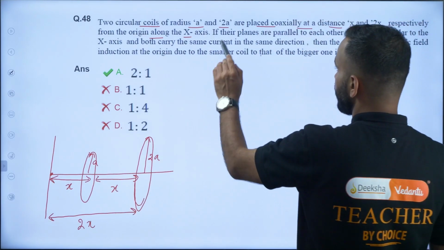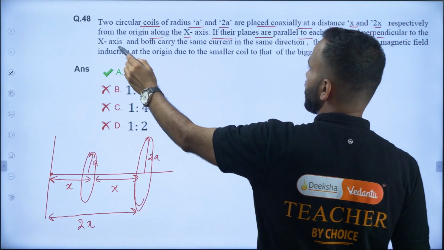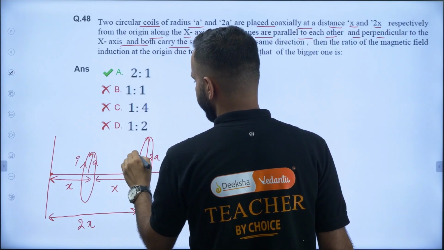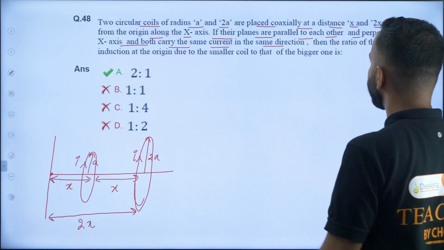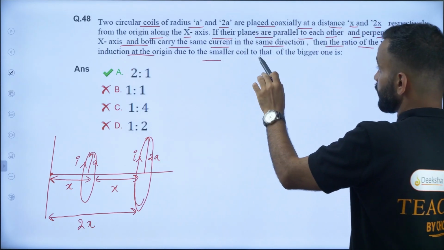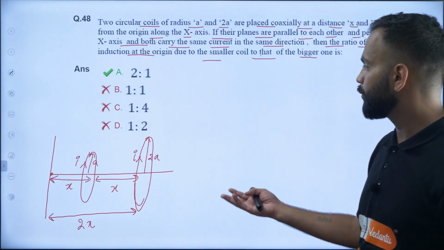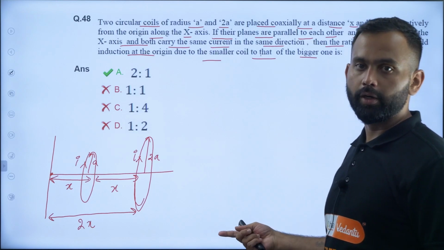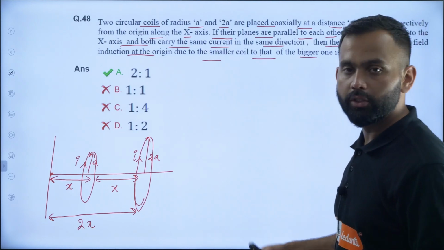If their planes are parallel to each other and perpendicular to the x-axis, and both carry the same current in the same direction, then the ratio of the magnetic field induction at the origin due to the smaller coil to that of the bigger one. This is the simple one, right? If you know the formula of the magnetic field due to the circular coil at a point which lies on the axis of the coil, then you can easily solve this question.